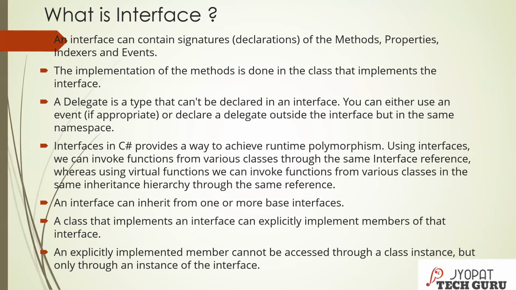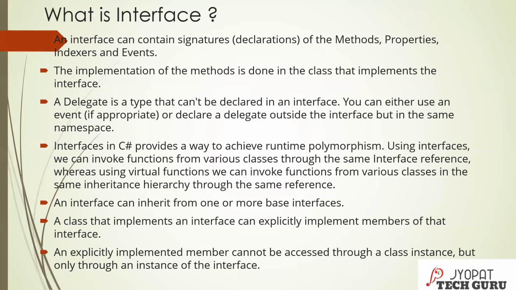Whatever interface-related function signatures are there, all need to be written with the function body in the derived class. We cannot say that currently I require two things, so I'll write the function body, and later on, when I require other things, I'll write them. Whether you want it or not, you have to write all the function bodies of the function signatures which you have declared inside the interface. An explicitly implemented member cannot be accessed through a class instance, but only through an instance of the interface.